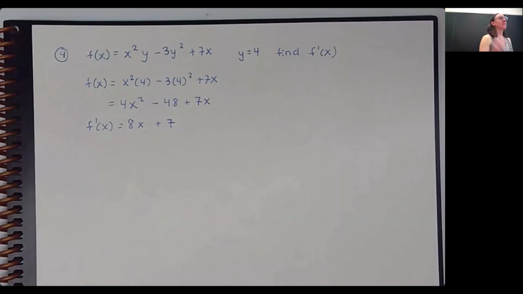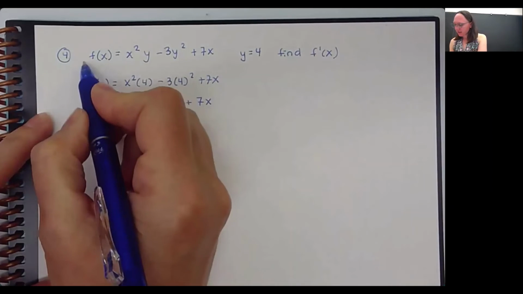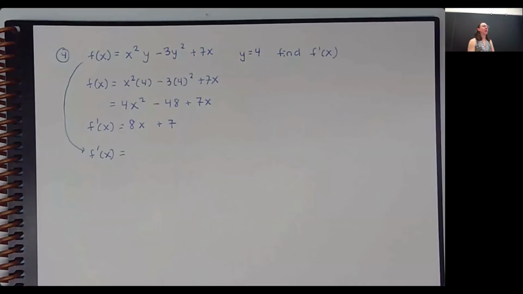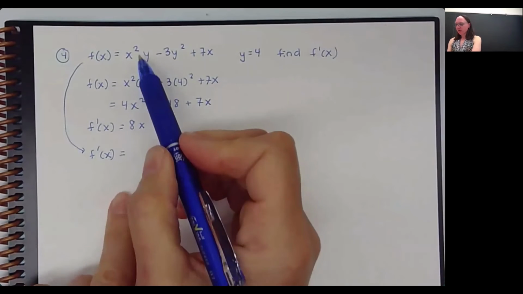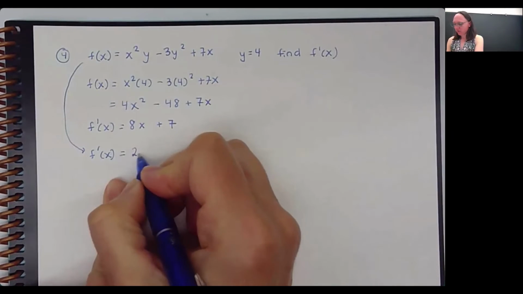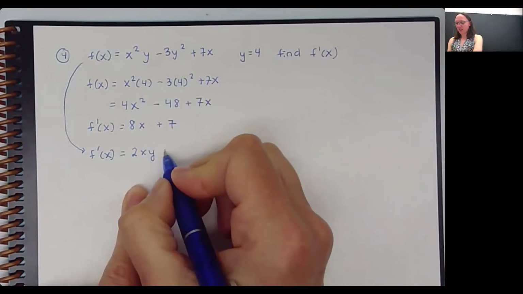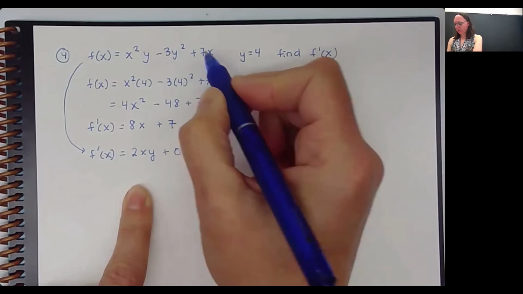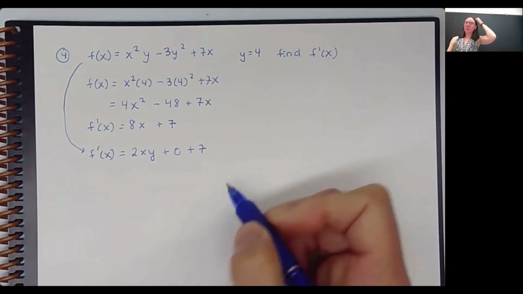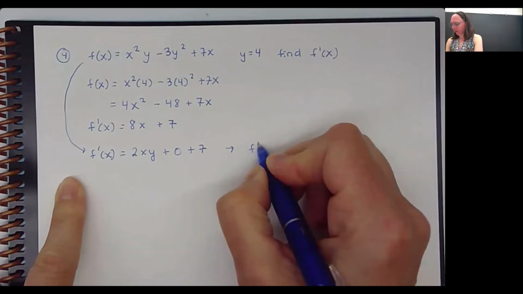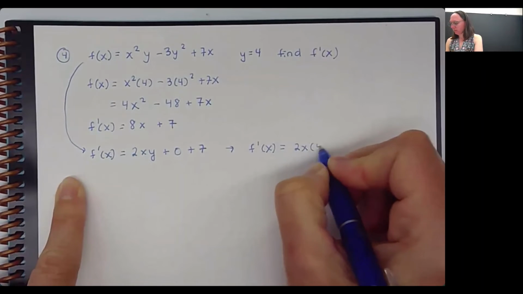But I could have done that the same way that you did 1, 2, and 3, in the sense that I could have just reminded myself y is just a constant. So when I go to take that derivative, the derivative of x squared y would look like 2x times y. This derivative, if y is a constant, would have been 0. And this derivative is just 7. And then I could plug in the 4 at the end if I wanted to, right? Then I can make that say f prime of x is equal to 2x times 4 plus 7.